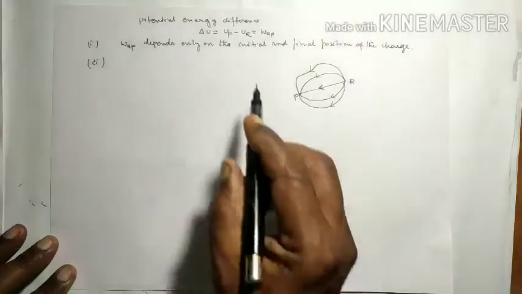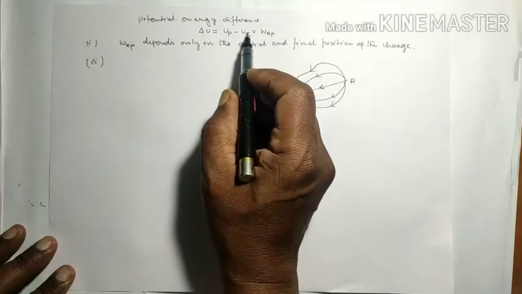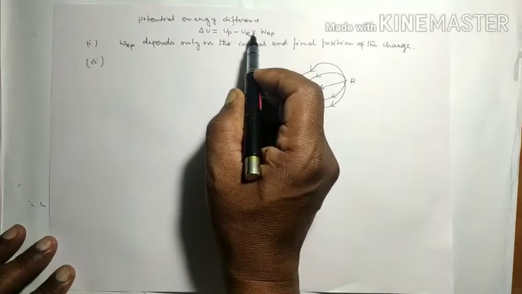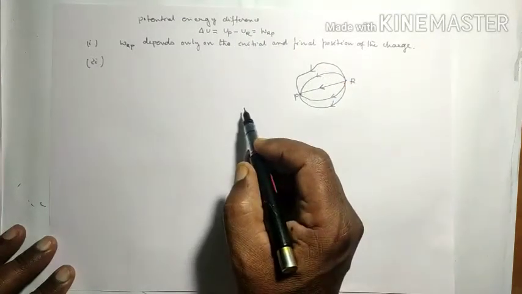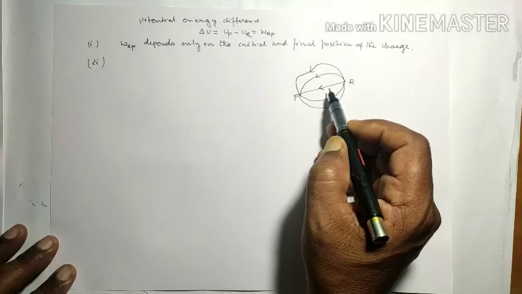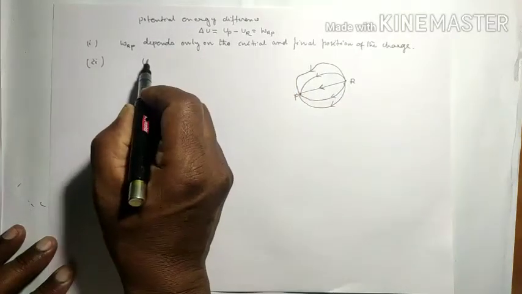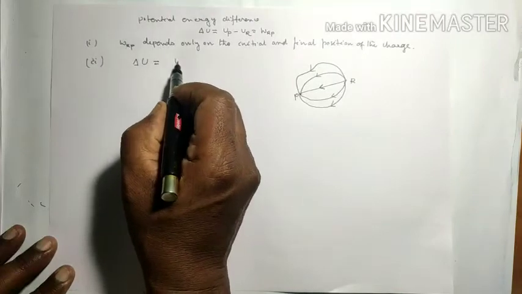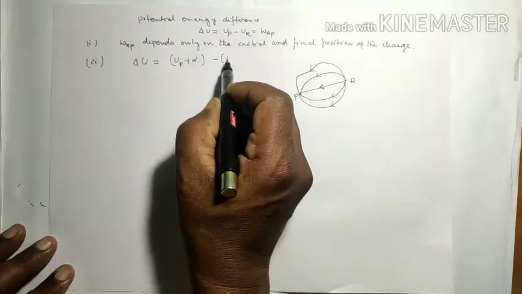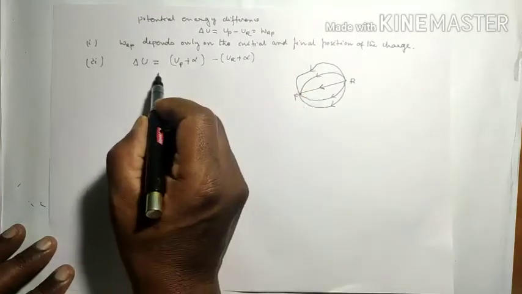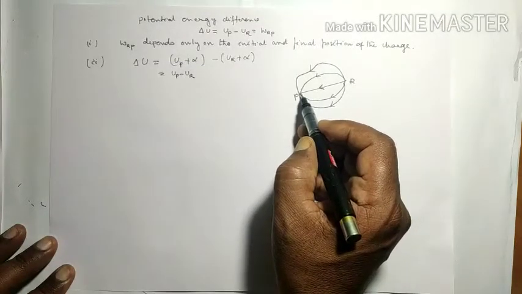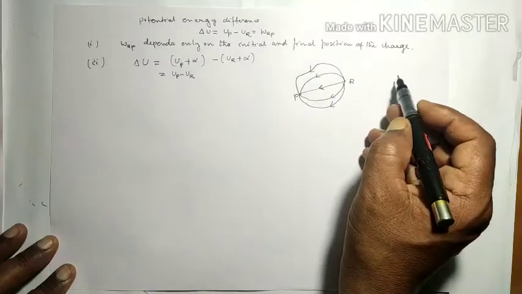Second point, potential energy difference between 2 points is expressed in terms of work done. So potential energy difference is significant, but potential energy at any point P or R is not significant, because if we write delta U as UP plus some additive constant alpha minus UR plus alpha, then this is equal to UP minus UR. To define potential energy at a point P, we take the reference point R to be at infinity.